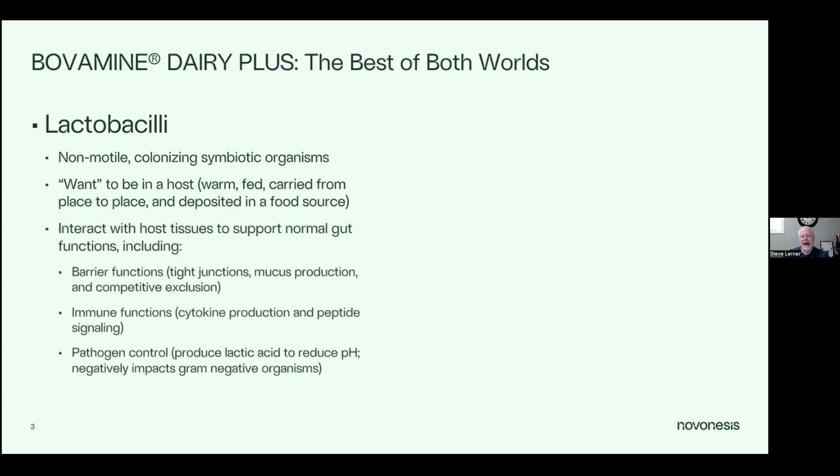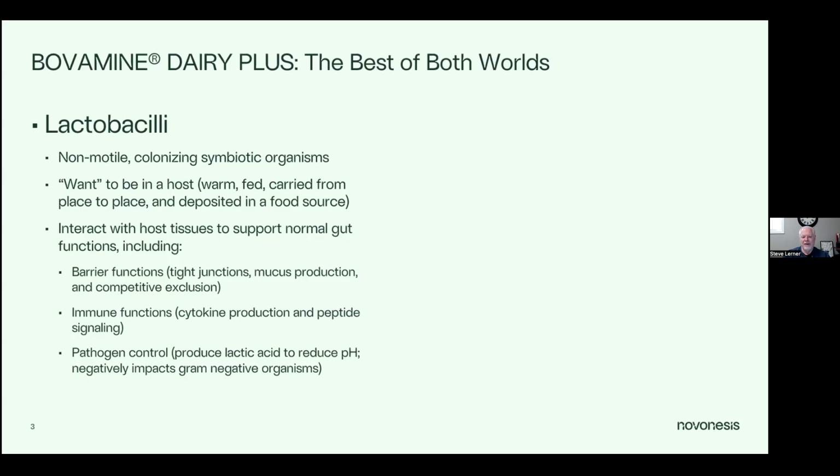If you look at what lactobacilli do very well within their host, is they interact with the host tissues. They support the barrier function, keeping things that are moving through our intestines from leaving that environment and coming into our bodies. They maintain tight junctions, the production of mucins and mucus, and also are involved in competitive exclusion by simply binding to the microvilli, preventing other organisms from doing that.